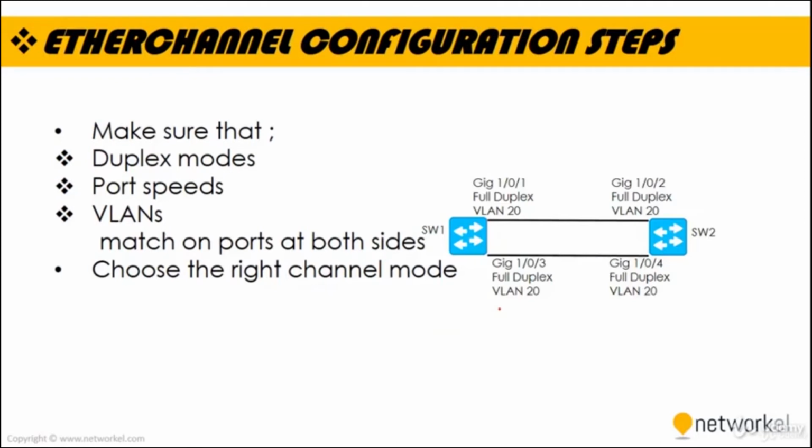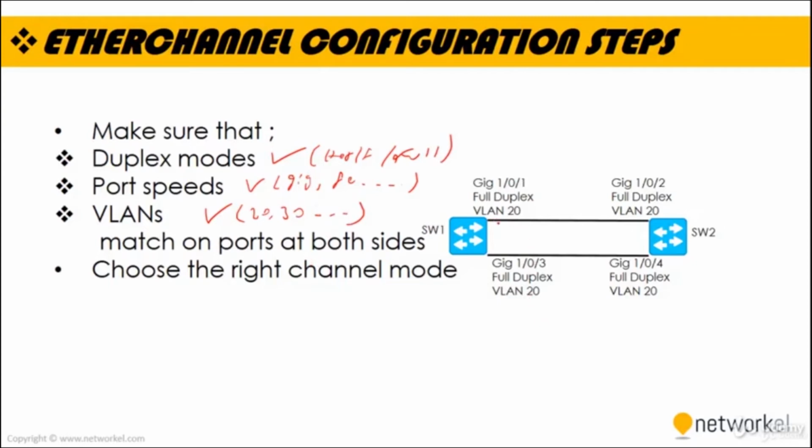To configure EtherChannel, firstly, we need to check if our chassis supports EtherChannel or not, guys. Secondly, we need to make sure that duplex modes, which may be half duplex or full duplex, port speeds, which can be Gigabit Ethernet or Fast Ethernet or something like that, and the VLANs, maybe VLAN 20, 30 or whatever it is, match on ports at both sides.